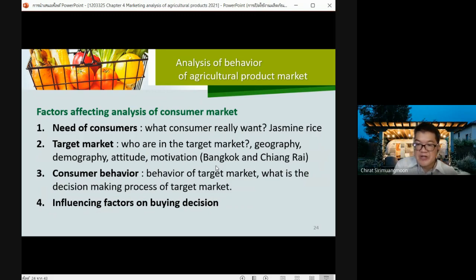People who work in Bangkok are not actually from Bangkok itself. They're from other provinces around the country. And the attitude and motivation are also not the same. Bangkok consumers might be very concerned about the safety of fruit and vegetables, for example. But in Chiang Rai, they might think the price is so expensive, so they don't think it's good to obtain it this way. So it's about attitude and motivation.